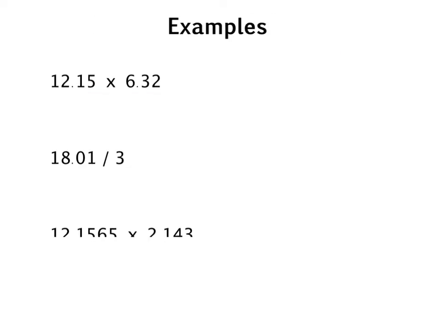So let's do some examples. If I multiply 12.15 by 6.32, how many significant figures should my answer contain? Well, 12.15 has 4 significant figures, and 6.32 has 3 significant figures. Therefore, my answer should have 3 significant figures. And the answer, if you do the math, comes out to be 76.8.